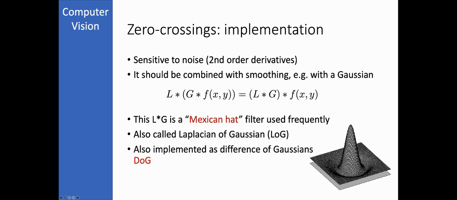Now, you can implement this by really taking the Laplacian operator of the Gaussian filter, or another way of implementing it is to take two different Gaussians of different standard deviations and take the difference. That gives you a difference of Gaussians filter that approximates the Mexican hat really well.